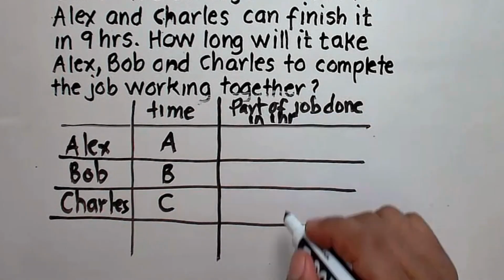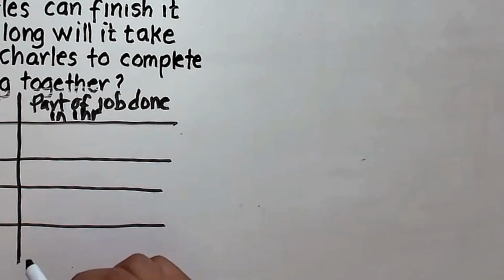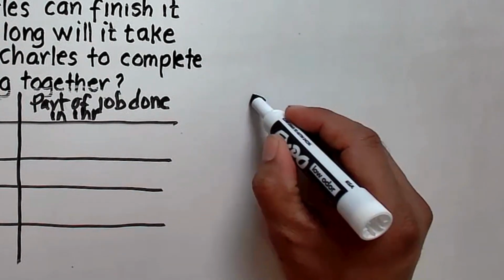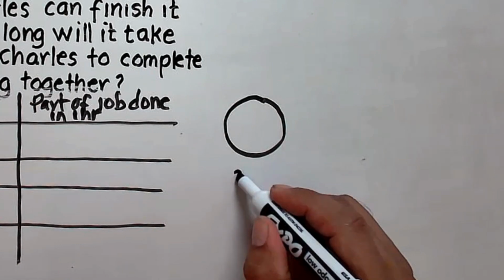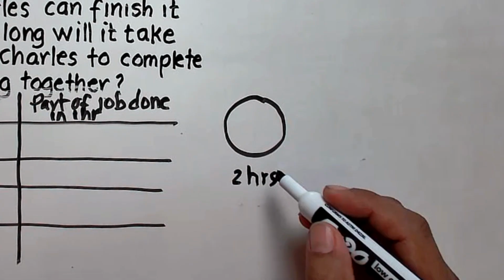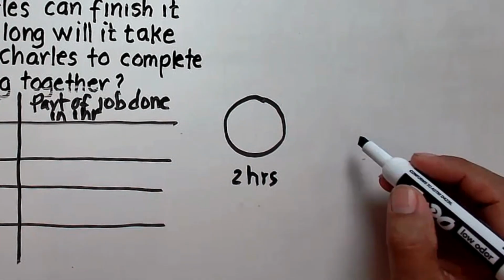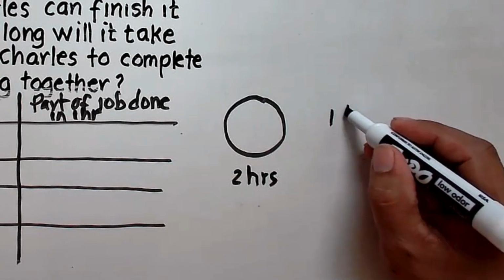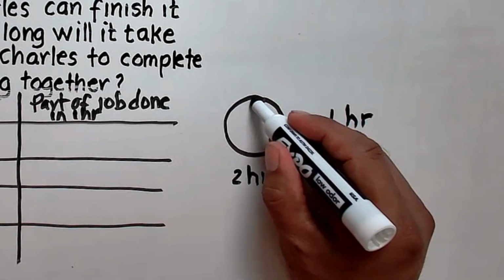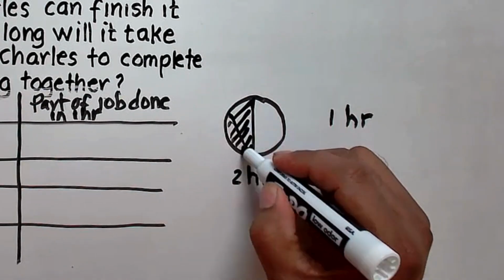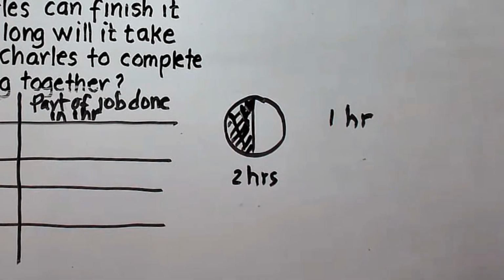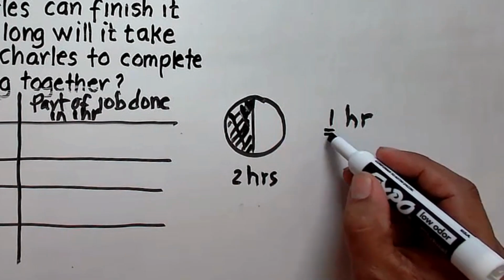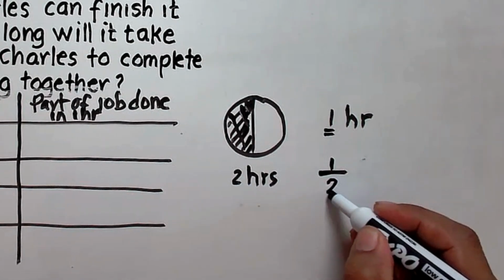Now, how are we going to fill in this third column? Here is the intuition. Let's say I have this certain job that I have to finish, and let's say I can do this in 2 hours. If I can finish this in 2 hours, what part of the job can I do in 1 hour? Of course, I can do half of the job, because if I can finish this in 2 hours, then in 1 hour, I can finish 1/2. And I can get this as 1 over these 2 hours.